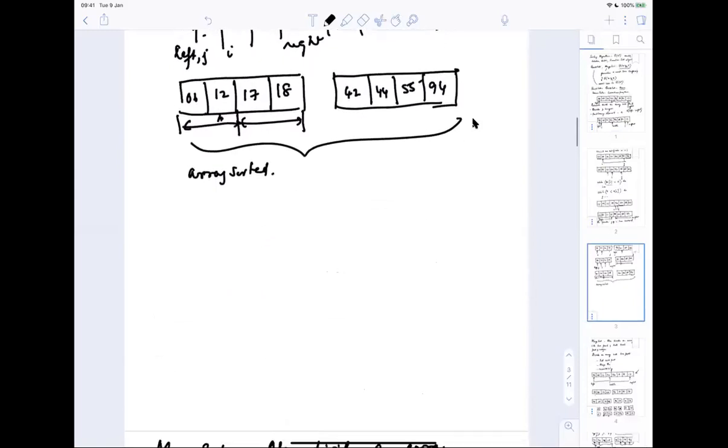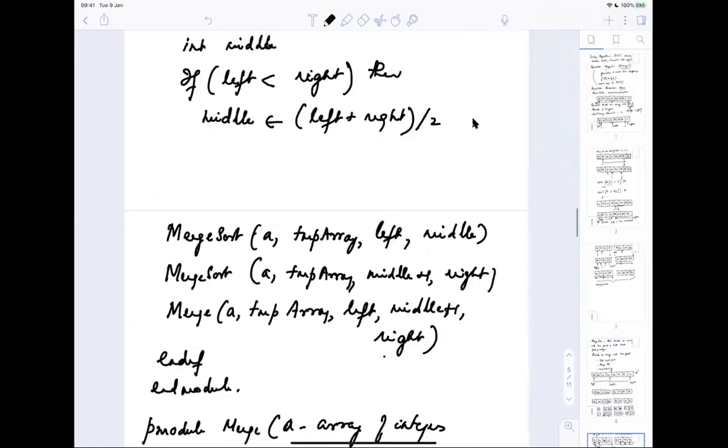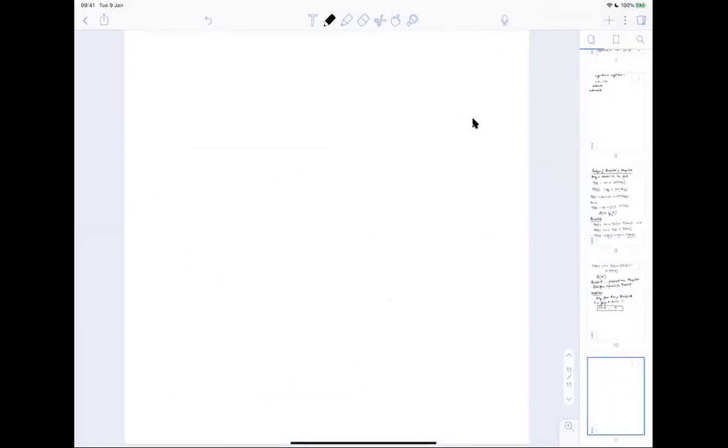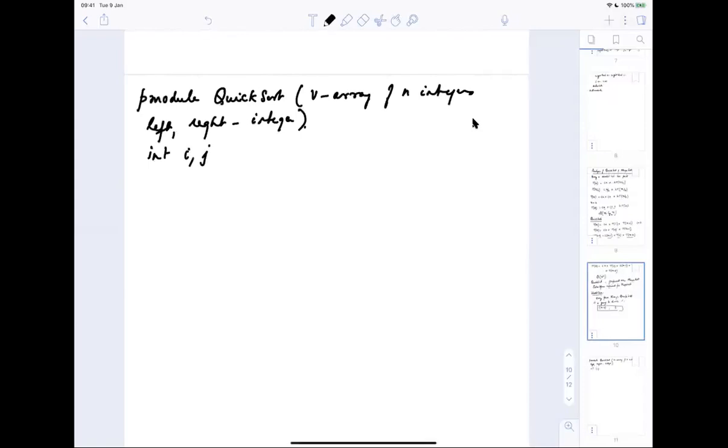Let me write the algorithm for quicksort. Procedure quicksort. I've used array V in my argument, so I'm going to leave it as it is. V is an array of n integers, let us say. Then I also have pointers left, comma right, which point to the particular portion of the array. Okay. Now I start with int I, comma j. I need 2 variables like this. I assign I to left, assign j to right. It starts with the 2 ends.